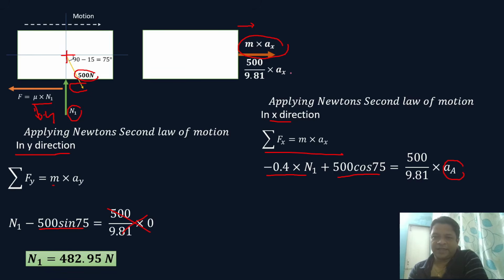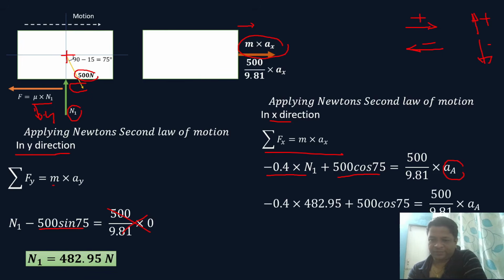Now again consider the sign convention for the acceleration. If acceleration is towards the right, it is positive. When the acceleration is upward, we'll consider it positive. Acceleration toward the left side is negative. Acceleration in the downward direction is negative. So we'll keep the same sign convention as for the force. So this way we can write the equation.